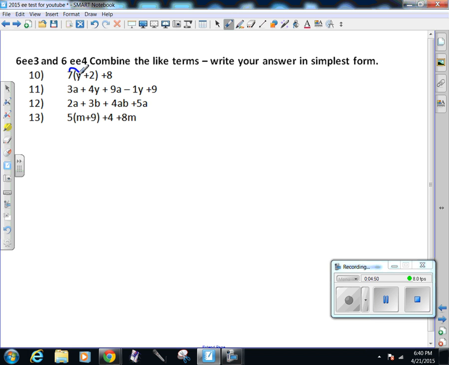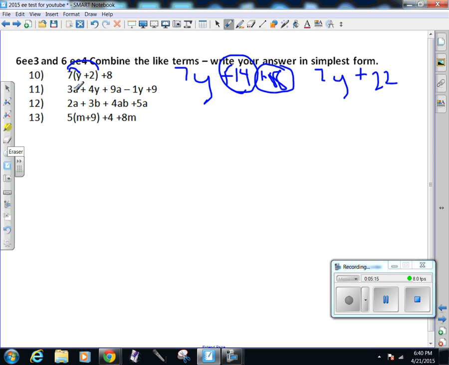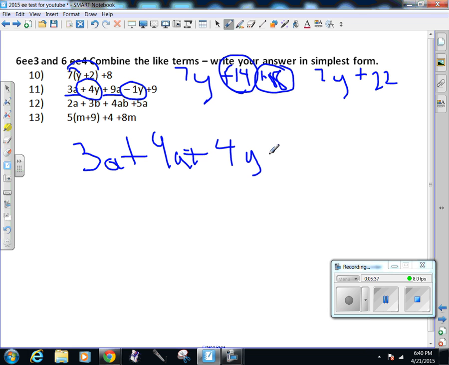Okay, combine like terms, draw a rainbow to each term. So it's 7y plus 14 plus 8, and your like terms are the 14 and the 8. So this one would be 7y plus 14 plus 8, that's 22. Next one, things that are like each other. I've got 3a plus 9a. Remember, when you're doing this, you have to bring your signs with you. And then 4y minus 1y. Plus 9. So I put my 3 and my 9 together. And then I've got my 4y and my 1y that I'm subtracting.